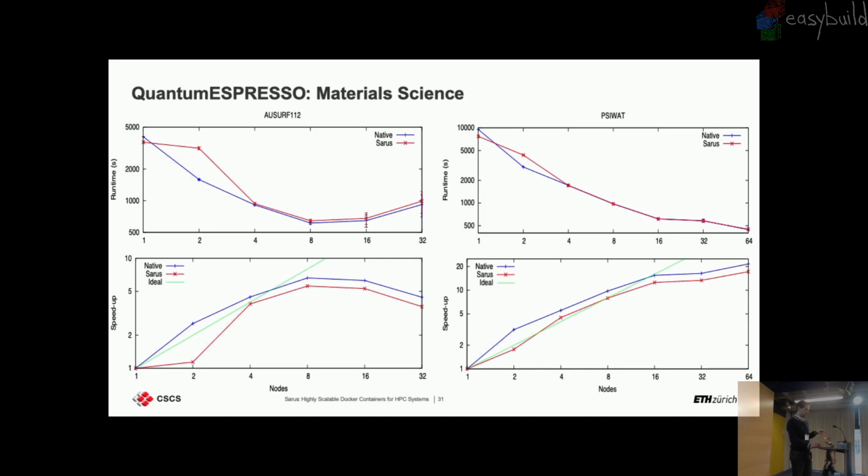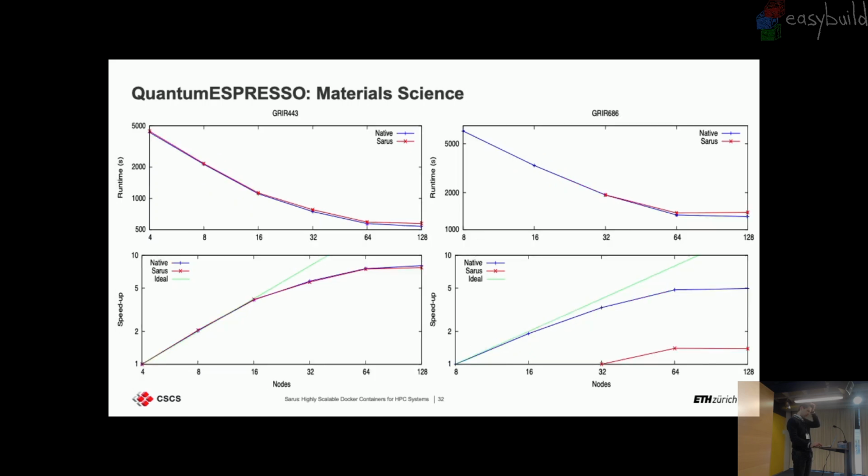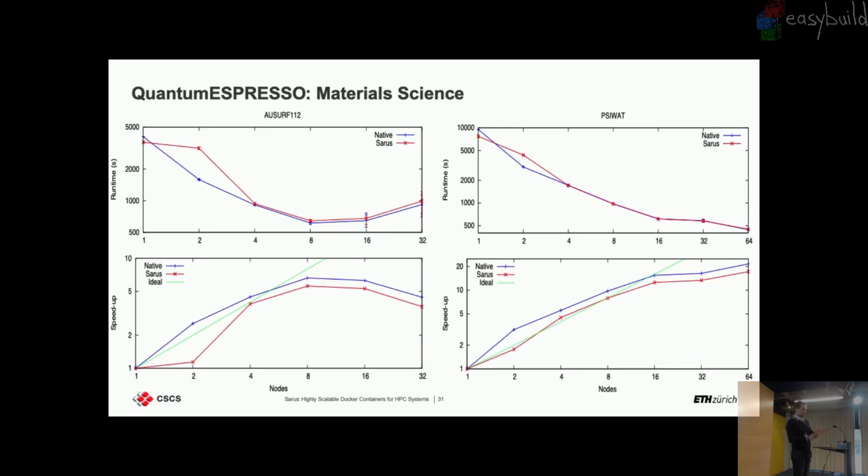They are called AUSURF112, the surface of gold, where 112 is the direction, then CASPSI, and then the number of atoms, 443 or 686. So the benchmarks go from the smaller ones in terms of number of atoms to the biggest one. And you can spot the difference in performance between the native application, which is in blue, and the Sarus runtime in the container, which is red.